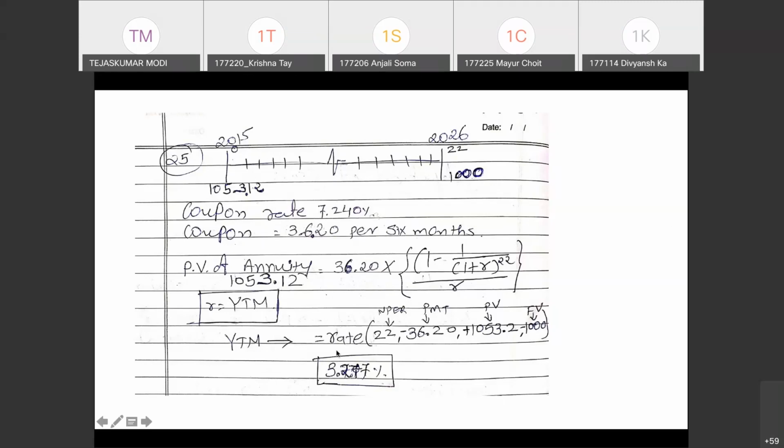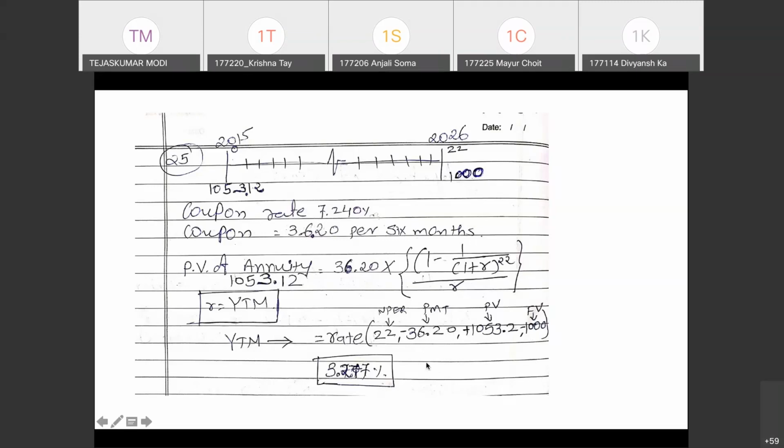If you are using the Excel formula, as Anjali was pointing out, this is the formula: RATE, NPER is 22 periods, because 11 years into 2 is 22 periods. PMT is the coupon, 36.20. Present value is 1053.12, that is what I'm paying today, and I am expecting to receive 1000 also, that is the face value, the future value. I put PMT and face value with a negative sign, because when I'm investing, I'm going to receive these. So PMT and face value always have the same sign, and present value has the reverse sign to face value and PMT. That is how you have to write it in Excel. So the answer is 3.277.